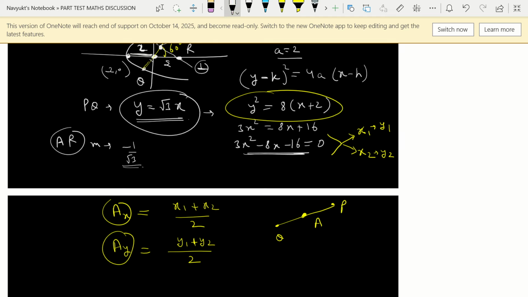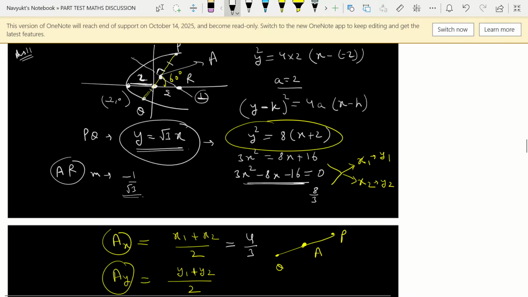How much would the x1 plus x2 value be? The sum of the roots. The sum of the roots would be 8 by 3, correct? Minus b by a. So this value comes out as 8 by 3 by 2, which is 4 by 3, right? The same goes for y. How would we find y now? Let's come back to this PQ equation. If you replace x here, replacing x will give you a quadratic in y, right?